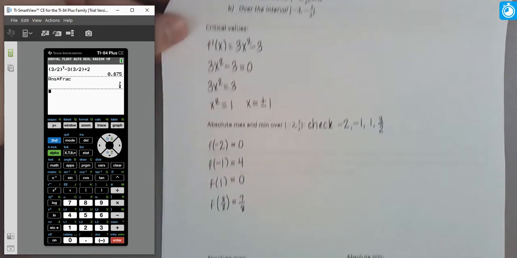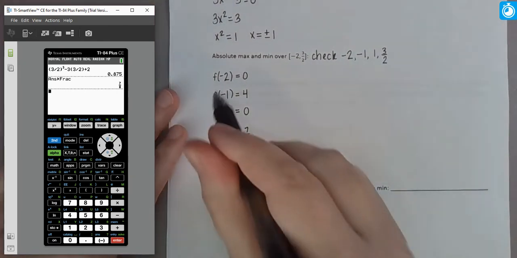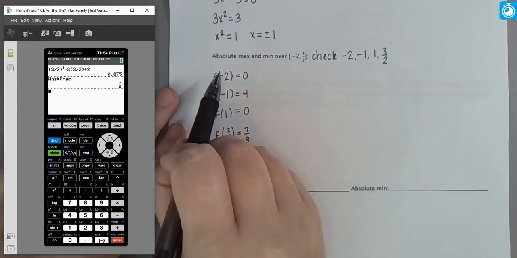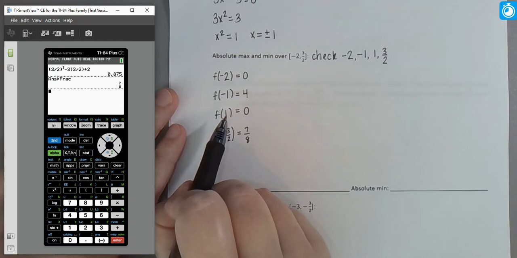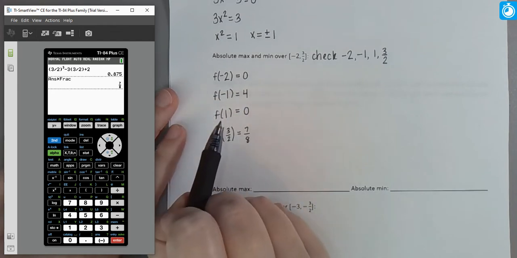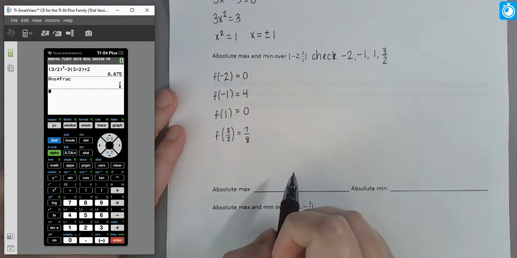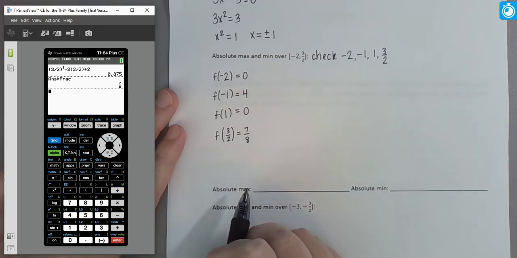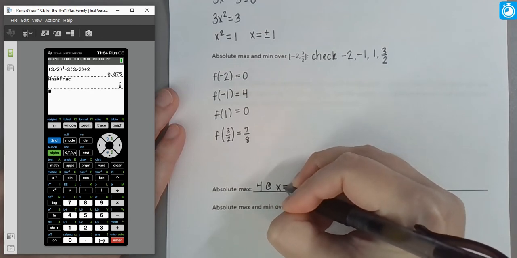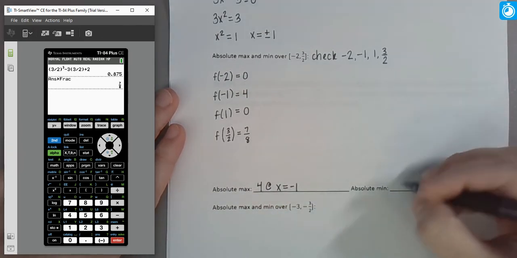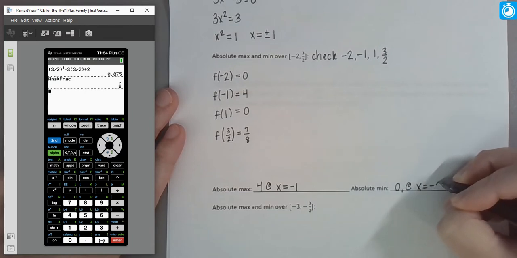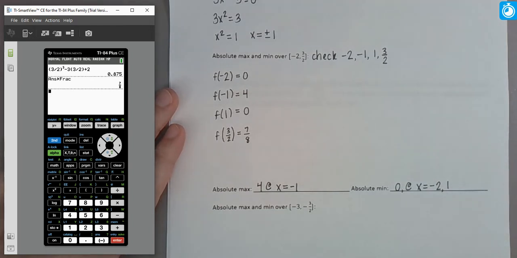So in this case, the lowest value we reach is the value 0. And again, it happens to occur at 2 different locations. It occurs at x equals negative 2 and at x equals 1. And the highest value we reach is 4, and it occurs uniquely at this single x value, x equals negative 1, which was one of our critical values. So our absolute maximum is 4, and it's located at x equals negative 1. And our absolute minimum value is 0, and it's located at 2 different locations, x equals negative 2 and x equals positive 1.